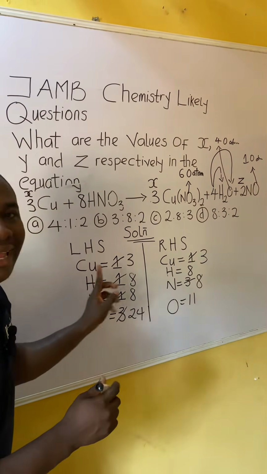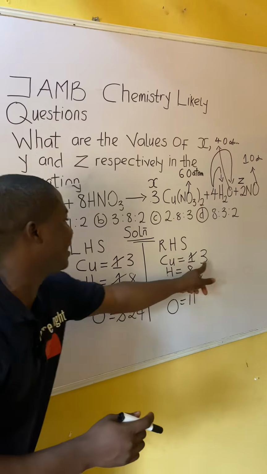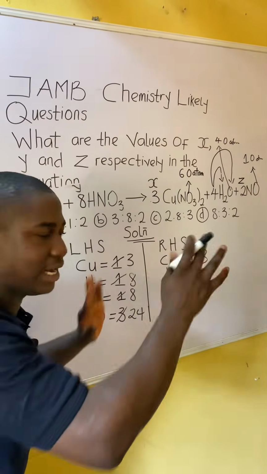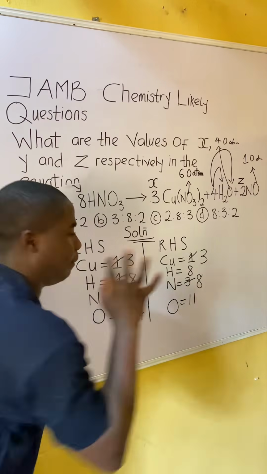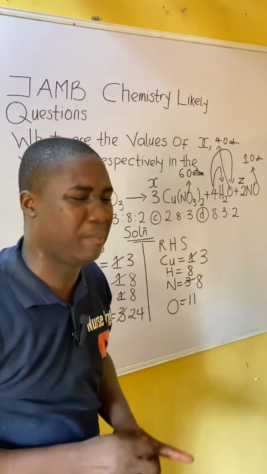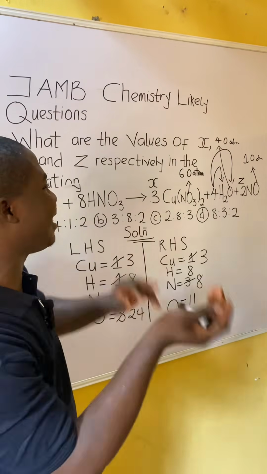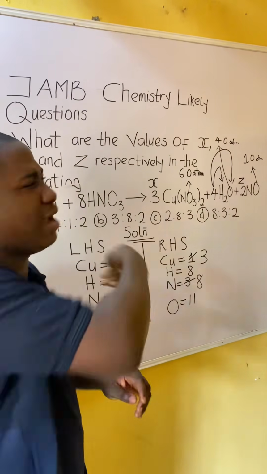So copper in the left is 3, copper in the right is 3, nitrogen 8 on the right and nitrogen 8 on the left, so nitrogen balances as well. So what is remaining not to be balanced? It is simply oxygen. So we've actually balanced oxygen, but we have to be careful. Let's look at everything again.